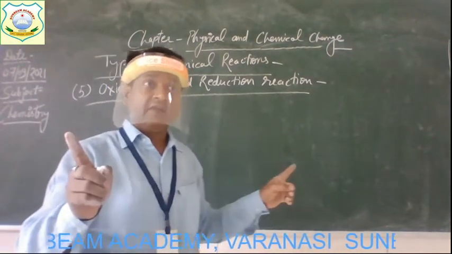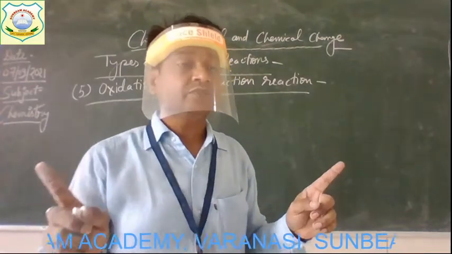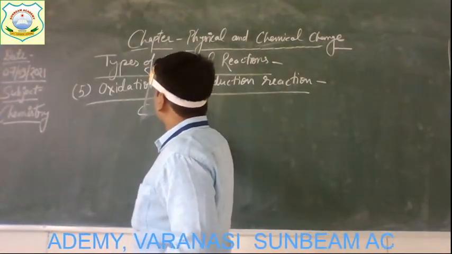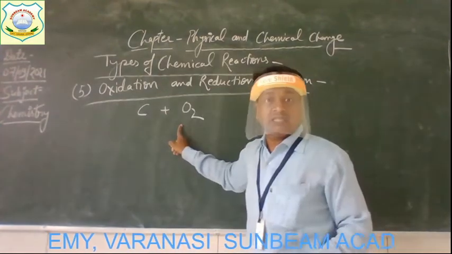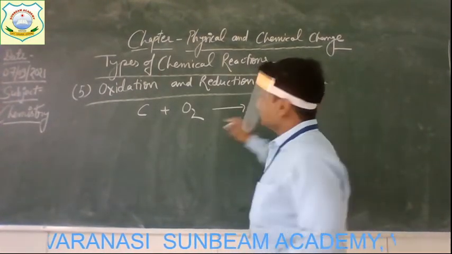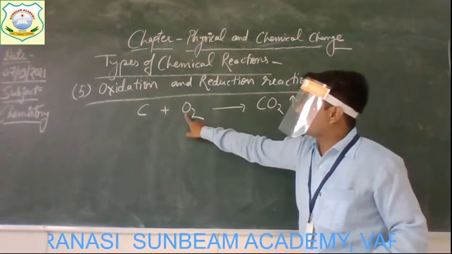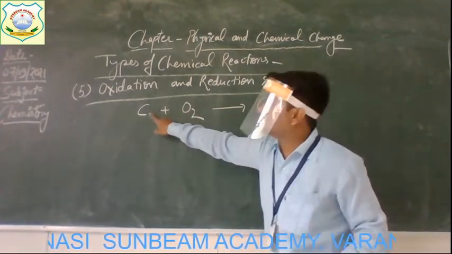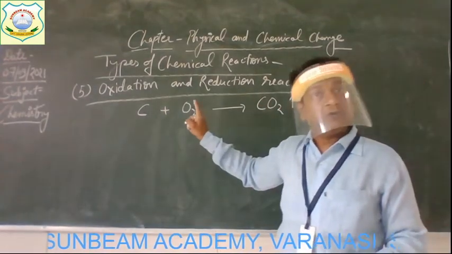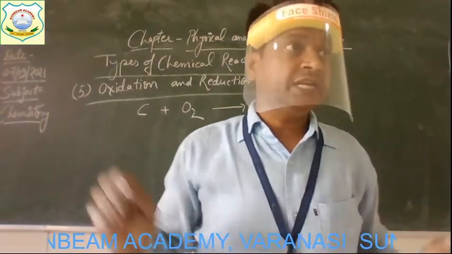Which we have already discussed with the help of an example. We have taken carbon reacting with oxygen to form carbon dioxide gas. Here, what you are able to see is that oxygen is added to carbon and forms a new compound. So this is known as an oxidation reaction.